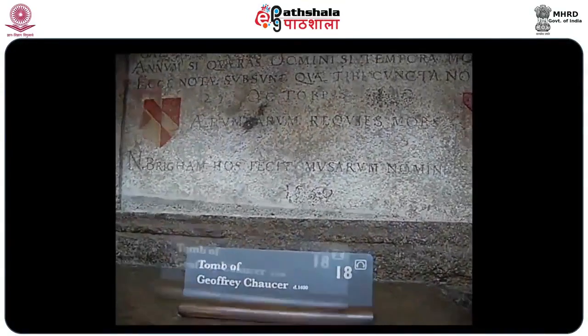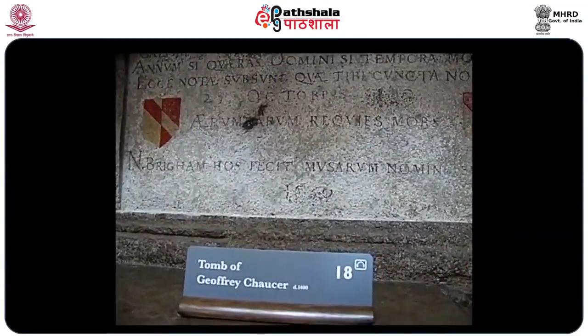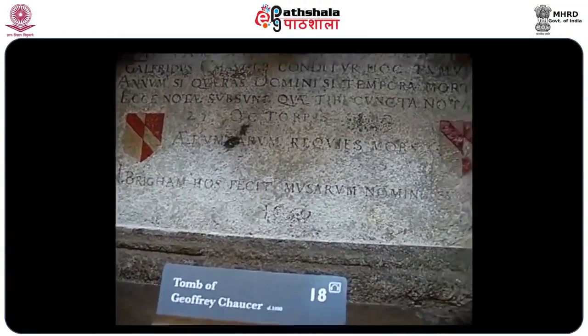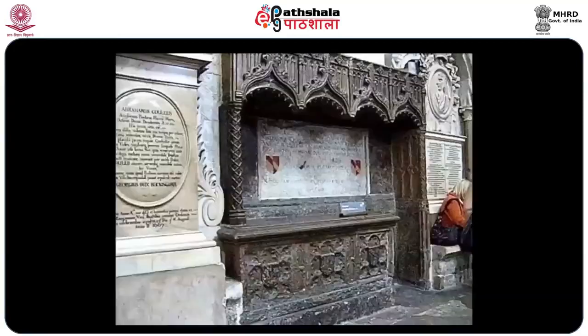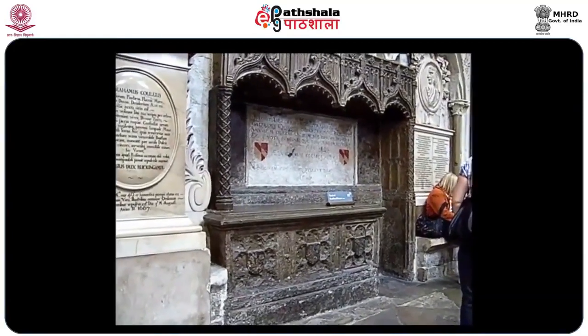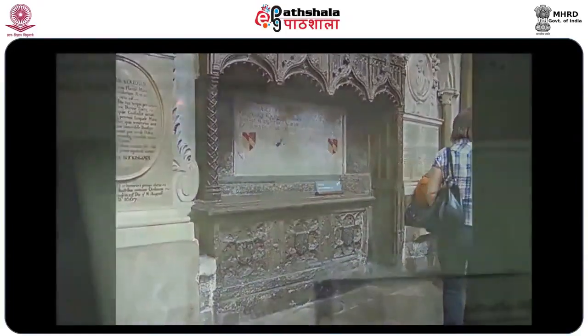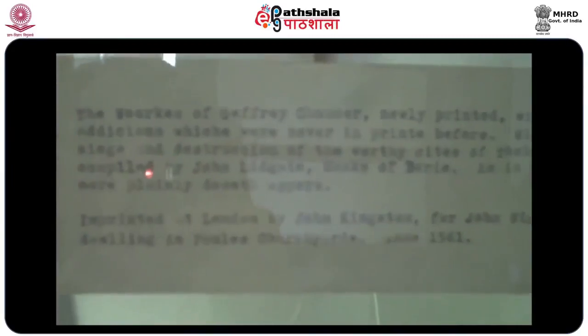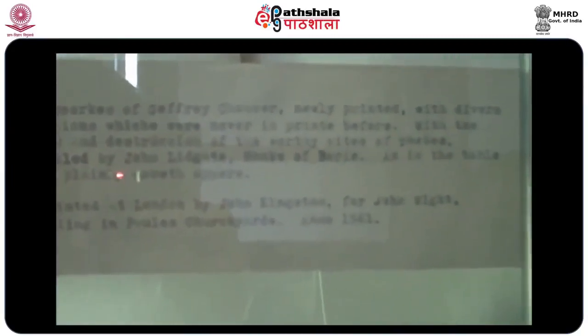Geoffrey Chaucer is buried here in Westminster Abbey. It was his tomb here in the south transept that started the tradition of Poets' Corner. Chaucer was the first great writer to write in English when the court was still writing in Anglo-French or in Latin, and his work was among the first to be printed by Caxton in English. His most famous work is, of course, Canterbury Tales.